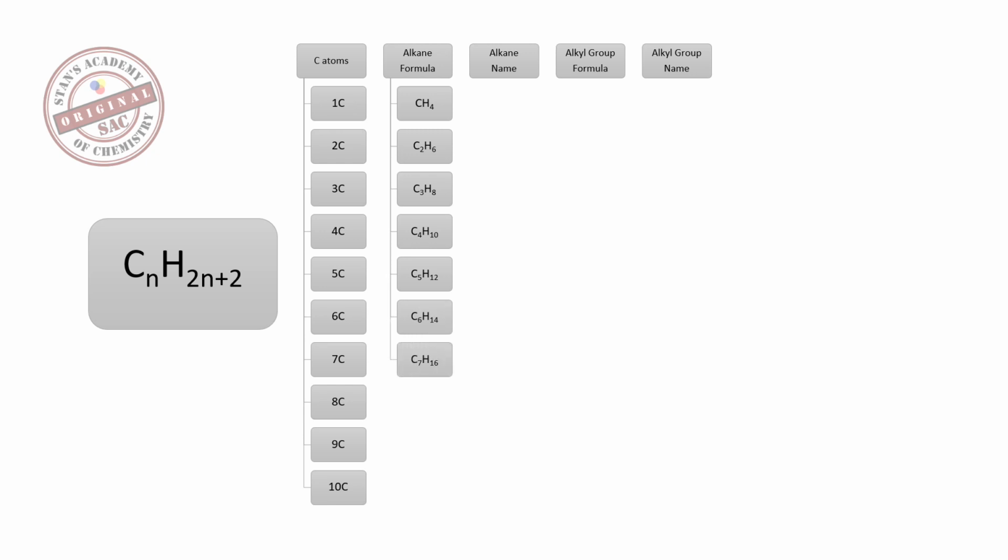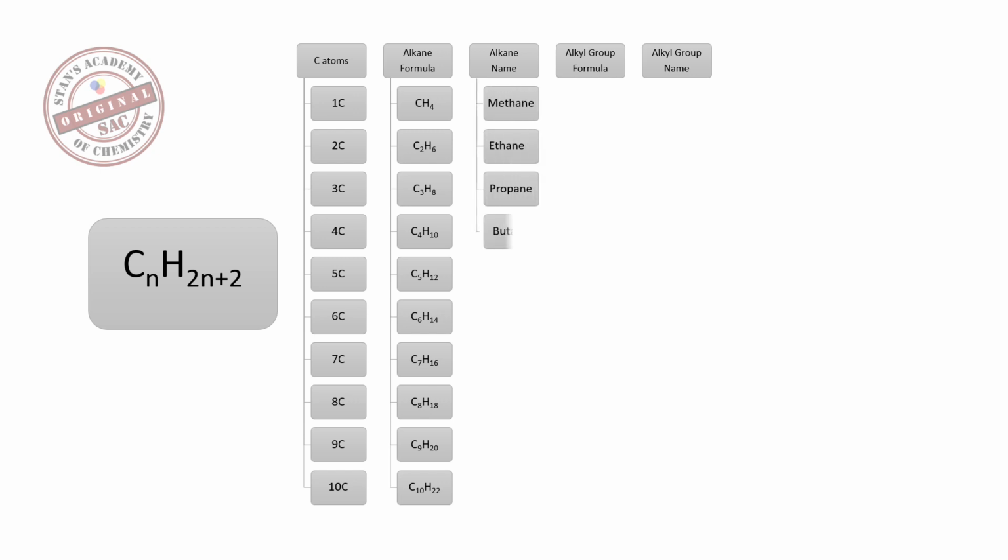You need to know the formulas if you know the number of carbon atoms, and you also need to know the name of the hydrocarbon or the alkane depending on the number of carbon atoms. If you have 1 carbon atom, it's called methane. If it's 2 carbon atoms, it's called ethane, propane, butane, pentane, hexane, heptane, octane, nonane, and decane.